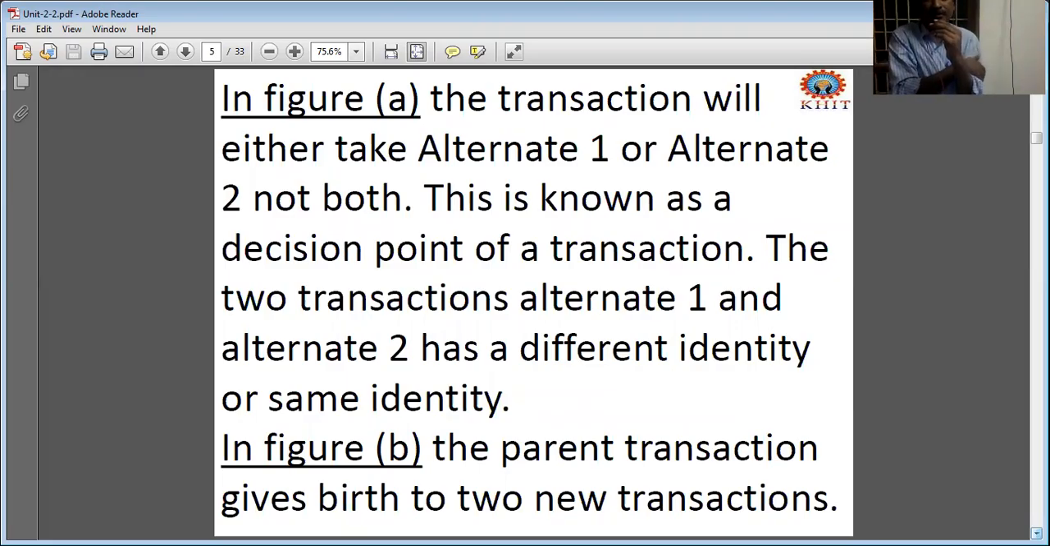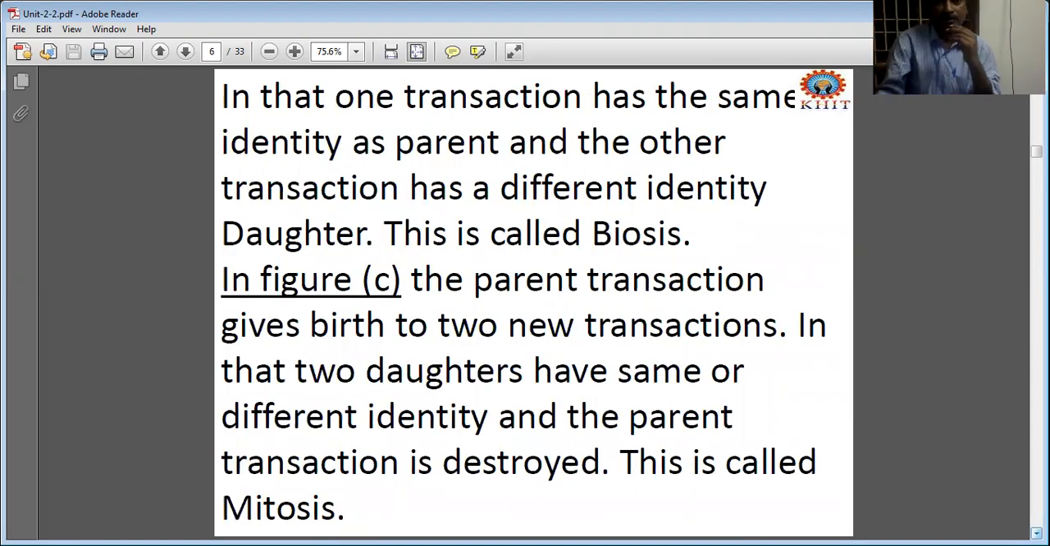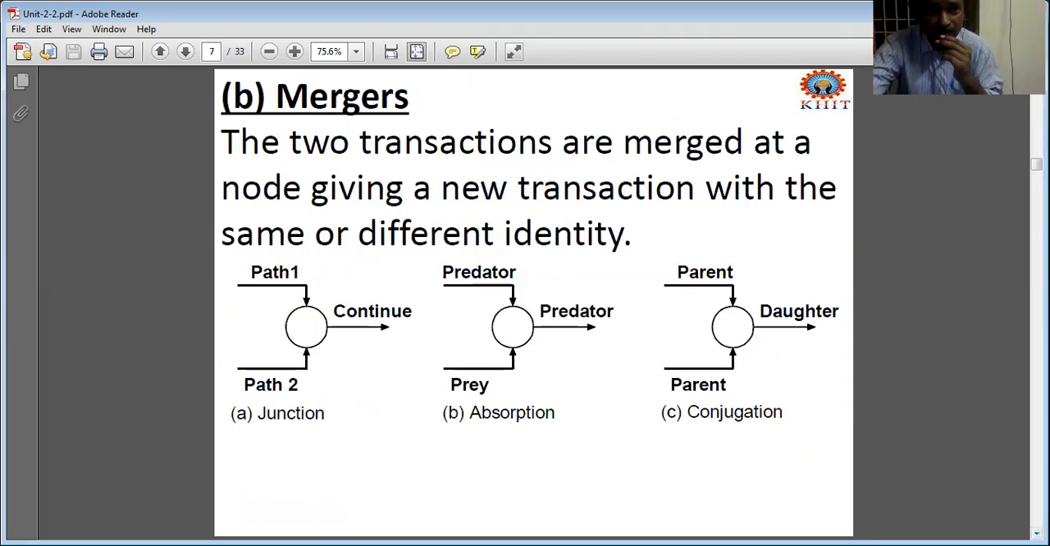Now next one is in figure A. The transaction will either take alternate one or alternate two, not both. This is known as a decision point of a transaction. The two transactions, alternate one and alternate two, have a different identity or the same identity. In figure B, the parent transaction gives birth to two new transactions. In that, one transaction has the same identity as the parent, and the other transaction has a different identity, the daughter. This is called biosis. In figure C, the parent transaction gives birth to two new transactions. In that, the two daughters have the same or different identity, and the parent transaction is destroyed. This is called mitosis.